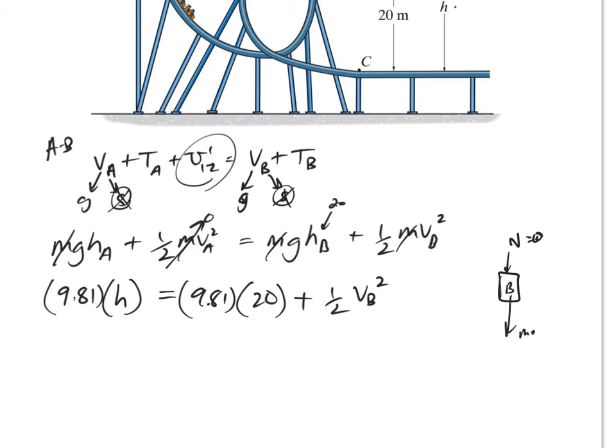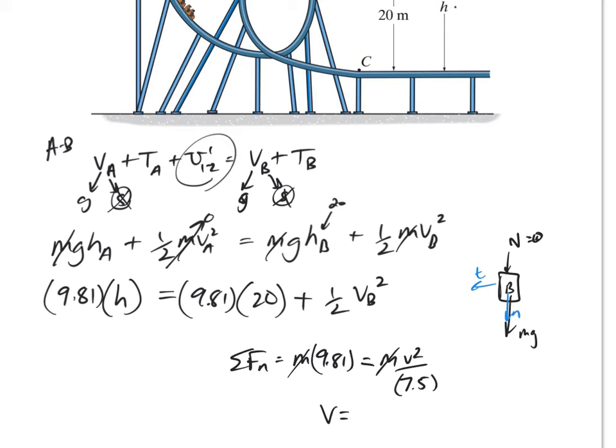I have the weight, mg, acting down, and that's it. But I notice that it is in a circular path, and so I define my axes as normal and tangential. Summing the force in the normal direction would be equal to mass times gravity, and that is equal to mass times the acceleration in the normal direction. And the acceleration in the normal direction is v squared over rho. The rho is 7.5.